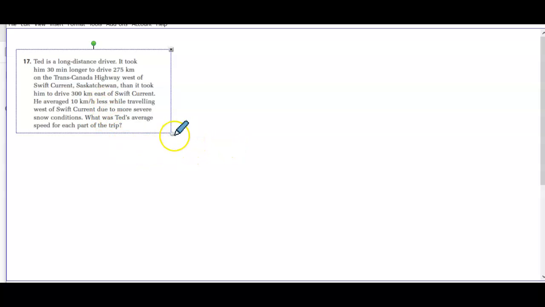So this is kind of a distance, speed, and time question. So Ted is a long distance driver. It took him 30 minutes longer to drive 270 kilometers west, and then it took him to drive 300 kilometers east.